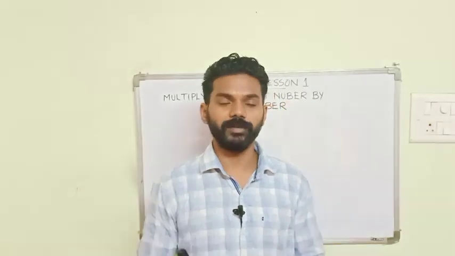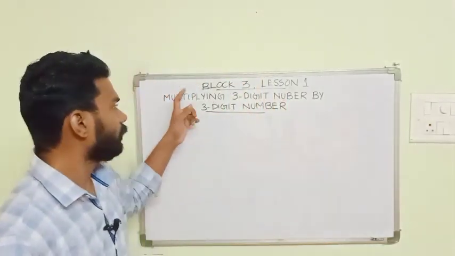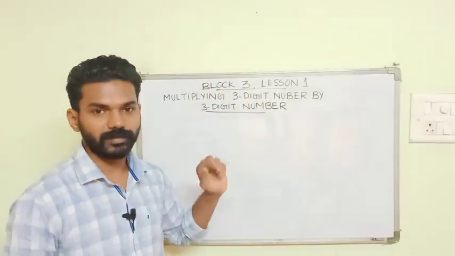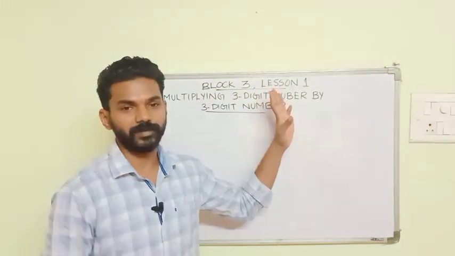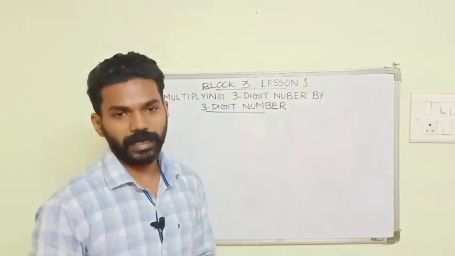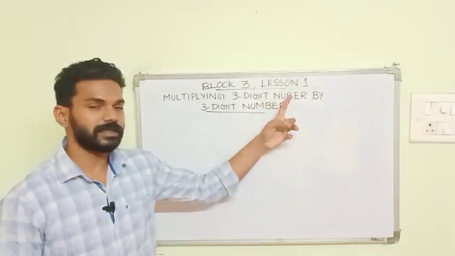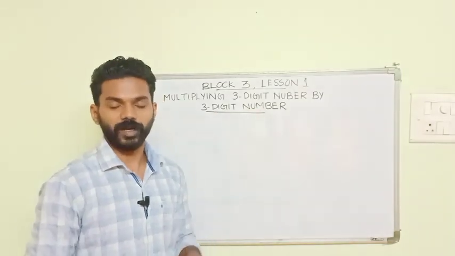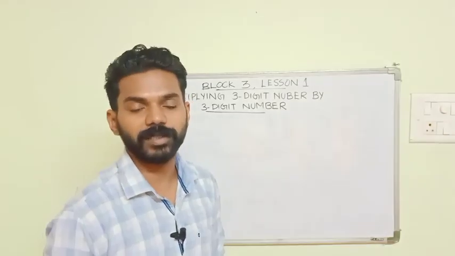Today we will begin with the third block, which is multiplication. And upon this third block, today our discussion is related to lesson 1, which is multiplying a 3-digit number by a 3-digit number. What does it mean to multiply a 3-digit number by a 3-digit number?